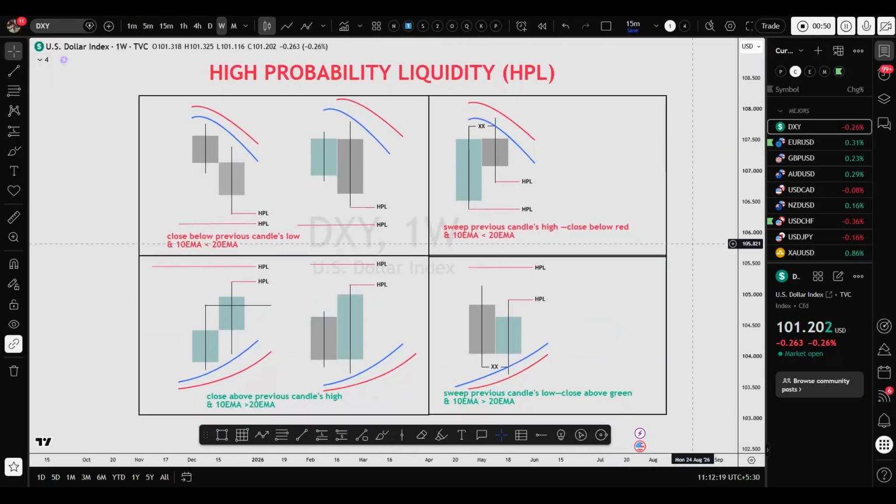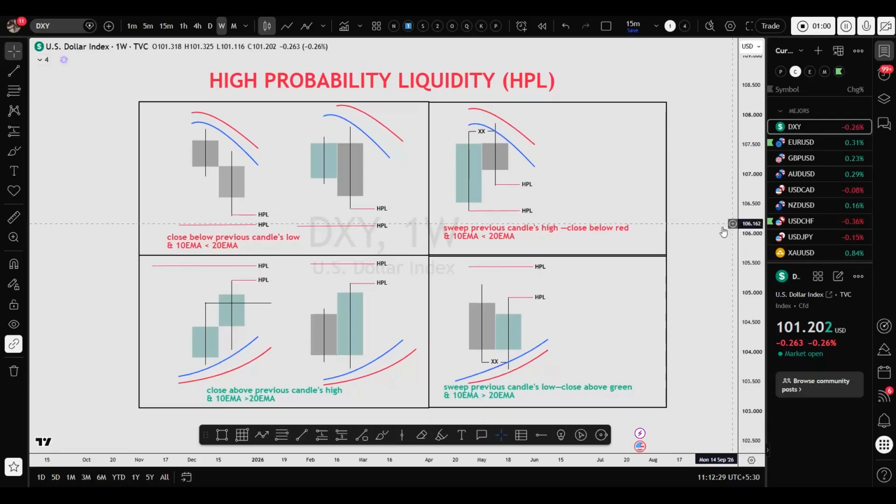So a lot of you guys were asking me how I actually figure out where I'm targeting. The first thing we need to know when we're trading is where we're targeting, whether the target is valid or not. So here are some frameworks that I use. I call it next candle bias, and this is how I mark the high probability liquidity.